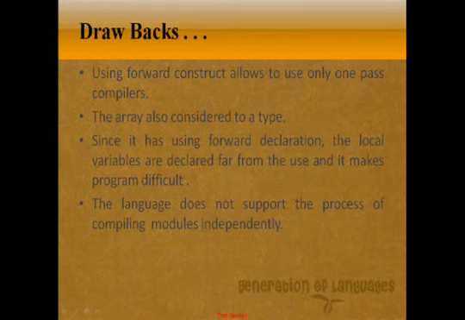Although Pascal is an efficient language, there are design issues. Some of them are that using the forward construct allows only one-pass compilers. The array is also considered a type. Since it uses forward declaration, local variables are declared far from their use, and it makes programs difficult. The language does not support compiling modules independently.